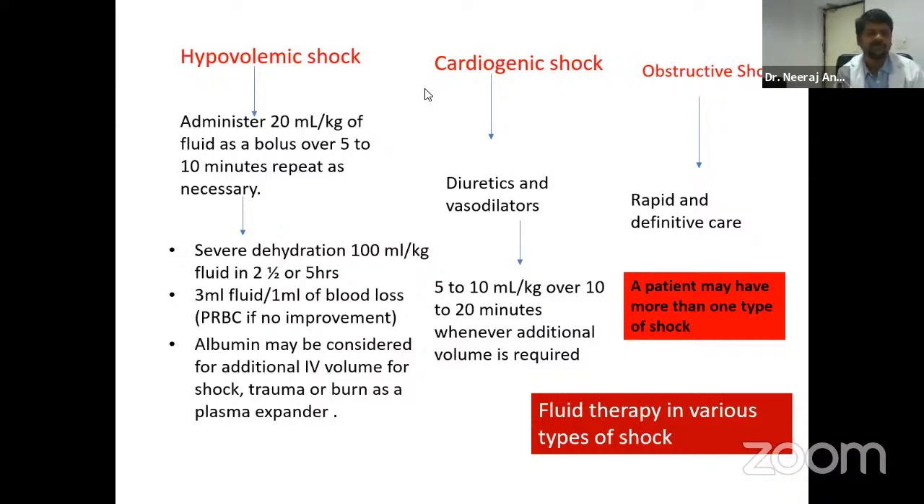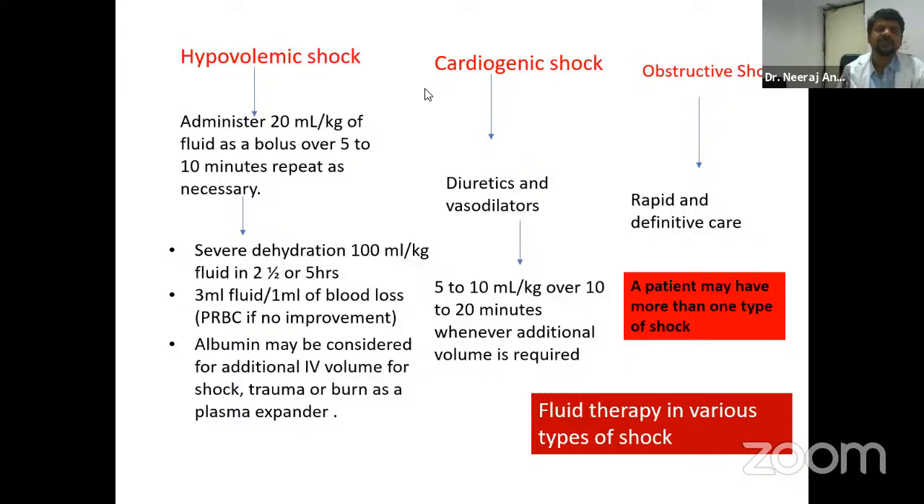Depending on the age of the patient, if the child is less than 1 year of age, the 100 ml per kg of fluid is further divided into 30 ml per kg and 70 ml per kg of fluid. So initial 30 ml per kg of fluid in a child of less than 1 year of age is to be given within 1 hour, and next 70 ml per kg of fluid is to be given in 5 hours. If the child is more than 1 year of age, initial 30 ml per kg of fluid is to be given within 30 minutes, and next 70 ml per kg of fluid is to be given in 2.5 hours.